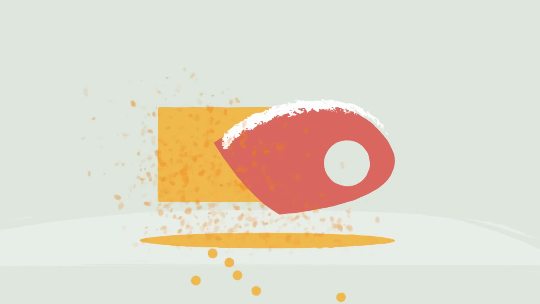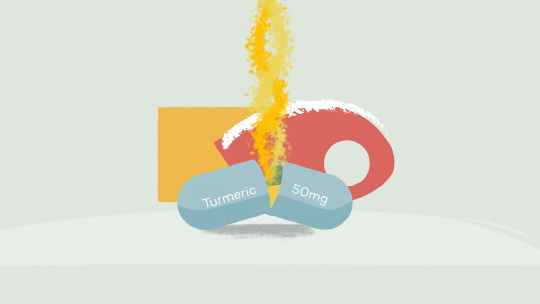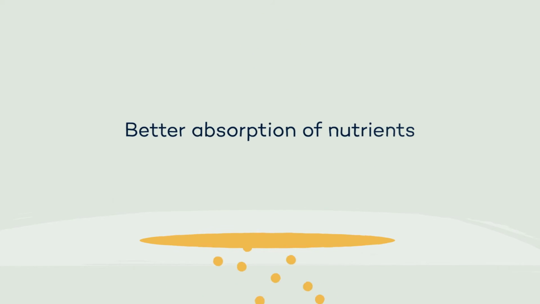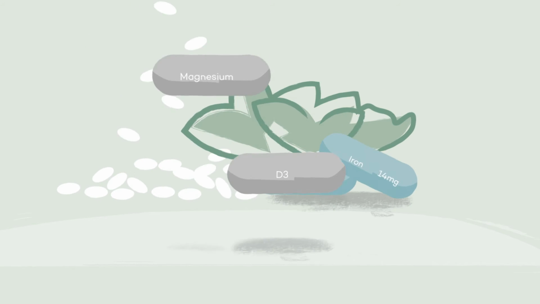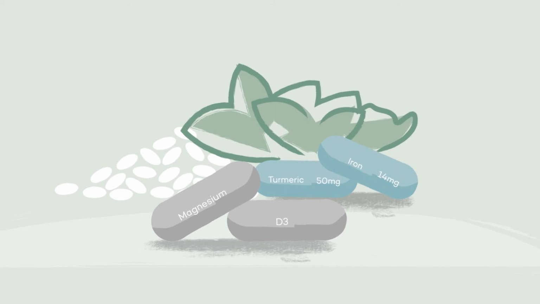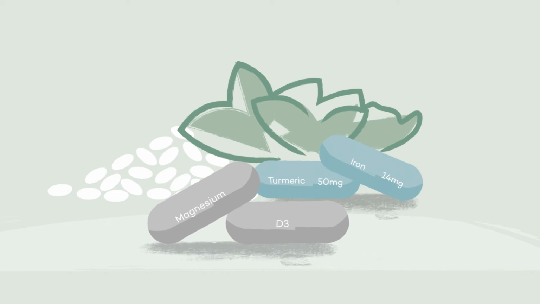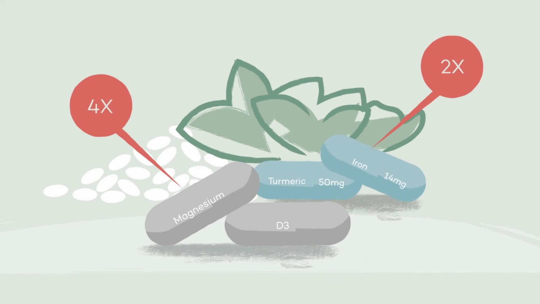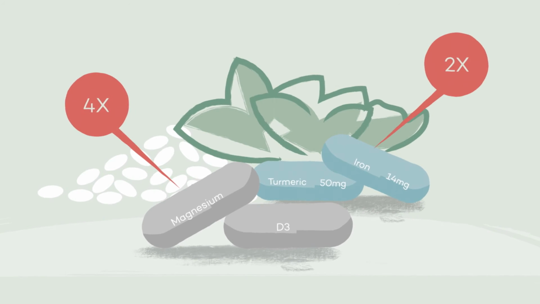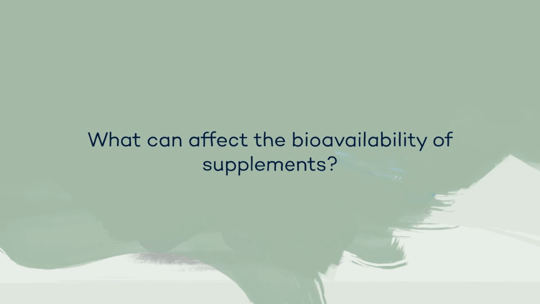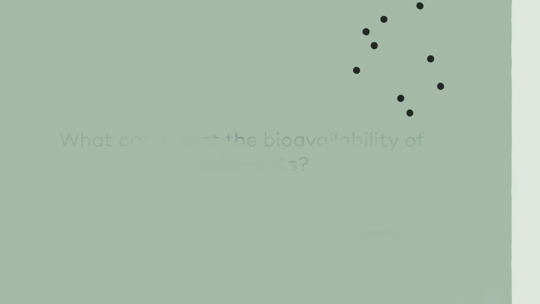Other substances, like curcumin, found in turmeric, are fat-soluble too, meaning they are also more easily absorbed when taken with a fat-containing meal. Supplements are a good way to get some of the nutrients that you might not be getting from your diet, for example if you're vegan or vegetarian. The amount of nutrients you can take from a supplement is affected by both the amount you take and by absorption or bioavailability. What can affect the bioavailability of supplements?